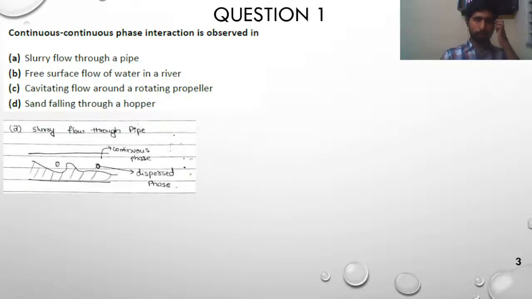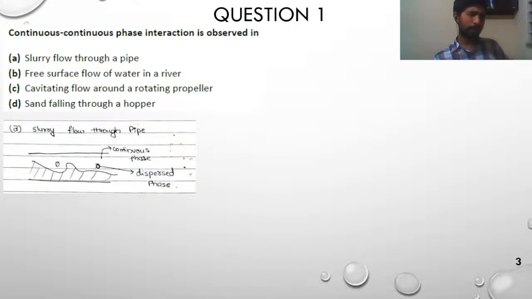So first you have a slurry flow through a pipe, okay. So basically it's like a mixture of water and say cement or some clay particles or sand, something like that, okay. So that is usually called a slurry, and you usually come across examples like these in the metallurgy field, okay.